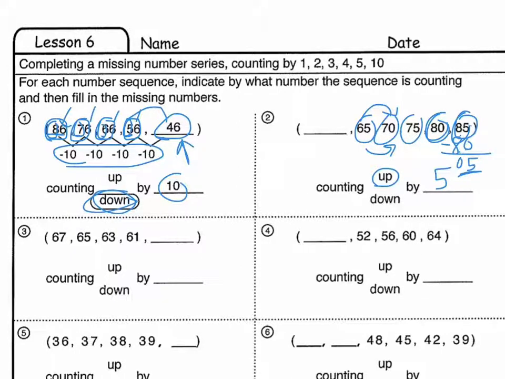Now on this one, we are going up by 5 each time to go to the next number, but to get to this first number, we're going the opposite direction, so we have to go down 5. So 65 minus 5 is 60. All right, so that's 5 less than 65. So the answer for that blank is 60.